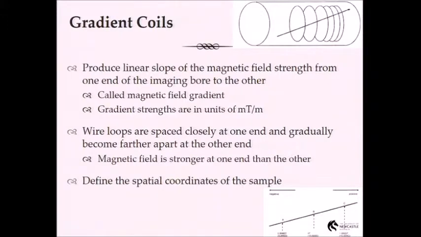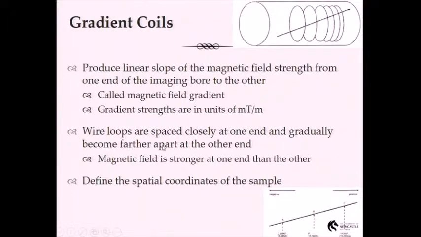Gradient coils are more important because we need them for every imaging study that we do. Without gradient coils, we cannot spatially localize the signals. So they produce a linear slope of the magnetic field from one end of the imaging bore to the other. So we call them magnetic field gradients. As I said before, our main magnet is spoken about in terms of Teslas or 10,000 Gauss. Our gradient coils are spoken about in terms of milliteslas, and because they operate over distances, millitesla per metre.